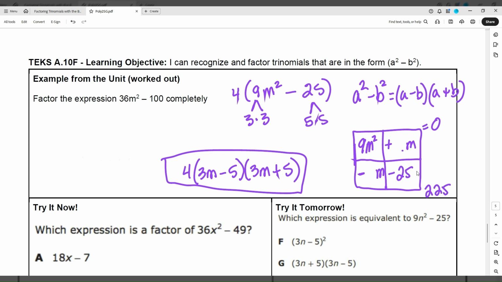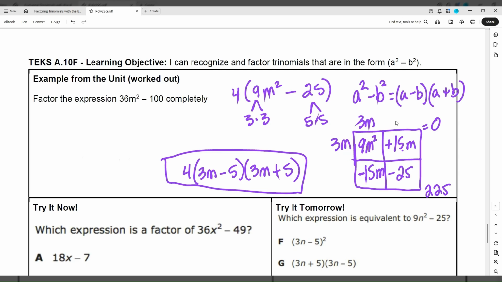Now, if you think about this, 225 is a perfect square. So if I take the square root of 225, that is going to give me 15. So this should be minus 15 and positive 15. Okay, so then you would know, now we can work out our products. Now you know that this is not going to be 9 and m because 15 is not divisible by 9. This is going to be 3m and 3m.